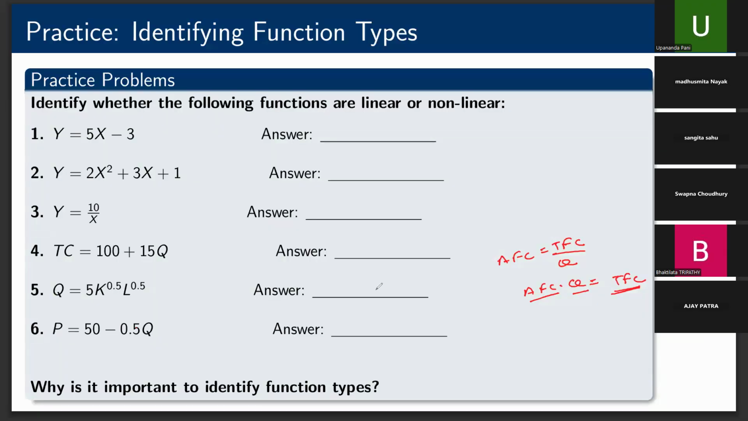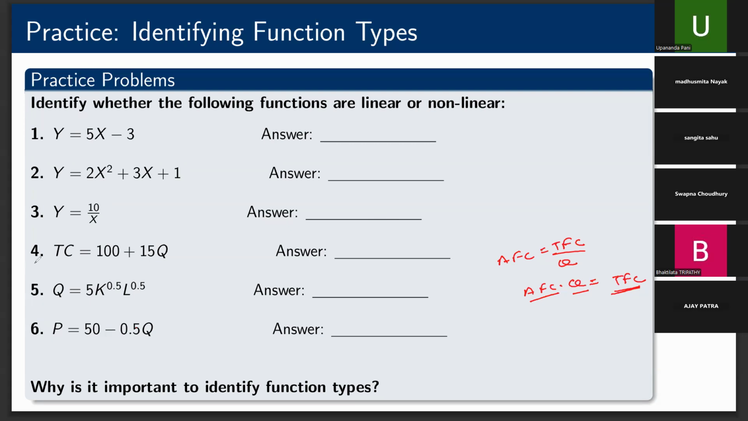Now here we have to identify the function. First, y equals 5x minus y, so it is a linear function because the highest power equals 1. Second, here the highest power equals 2, so this is a quadratic function. The third, look, it is a rectangular hyperbola shape. Why? Because when you multiply y and x, it gives 10, which is constant. So this function is a rectangular hyperbola.